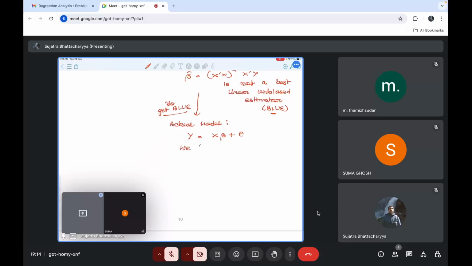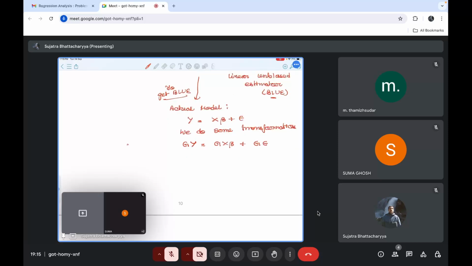So we do some transformations. Okay, and hence the transform model becomes some g times y is equal to g times x times beta plus g times epsilon. So what we are doing essentially is transforming by pre-multiplying with g. Some g is some matrix. Okay, so this is the transform model. Some transformation requires to be done, otherwise we cannot find a best linear estimator.